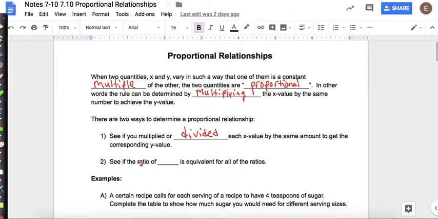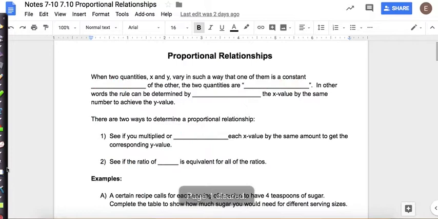So number 2, see if the ratio of y over x is equivalent for all the ratios. If we take each y and its corresponding x and write them as ratios and simplify them, they should all be equivalent in a proportional relationship.